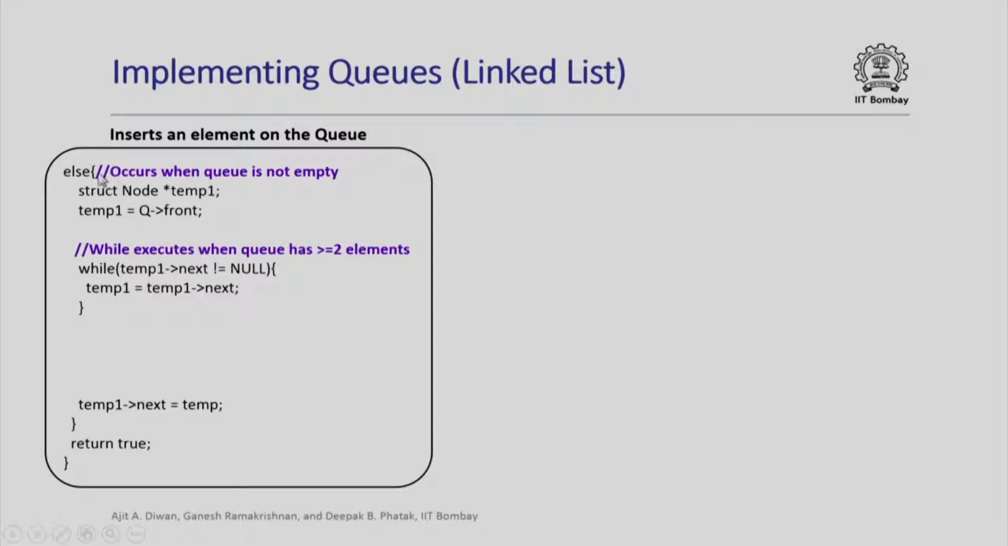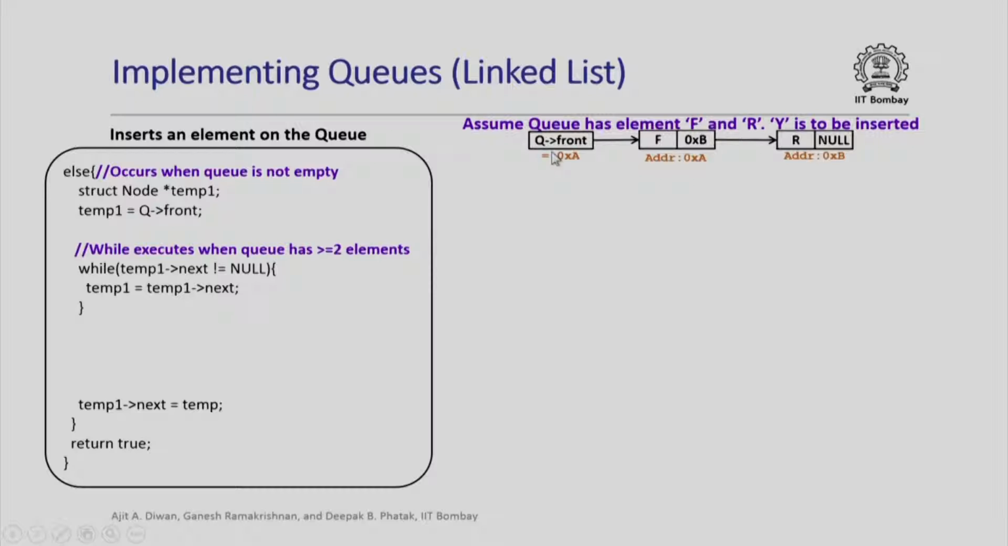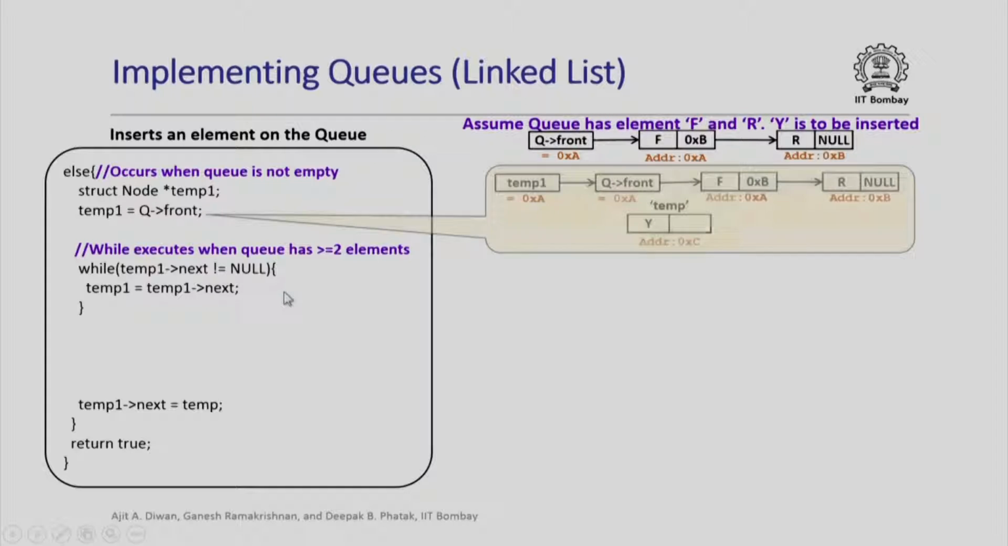Now we have already seen that this else part I will come to when the queue is not empty. But now we assume that the queue has elements f and r already and y is to be inserted. So what happens now? Queue front is pointing to f, f is pointing to r and r is not pointing to anything. Notice that the new node that we will have to insert, we will have to insert it such that it is connected to this node at this point. However, I do not know where this node is because all that I know is queue front, which is pointing to this. This is where the while statement will now come into action.